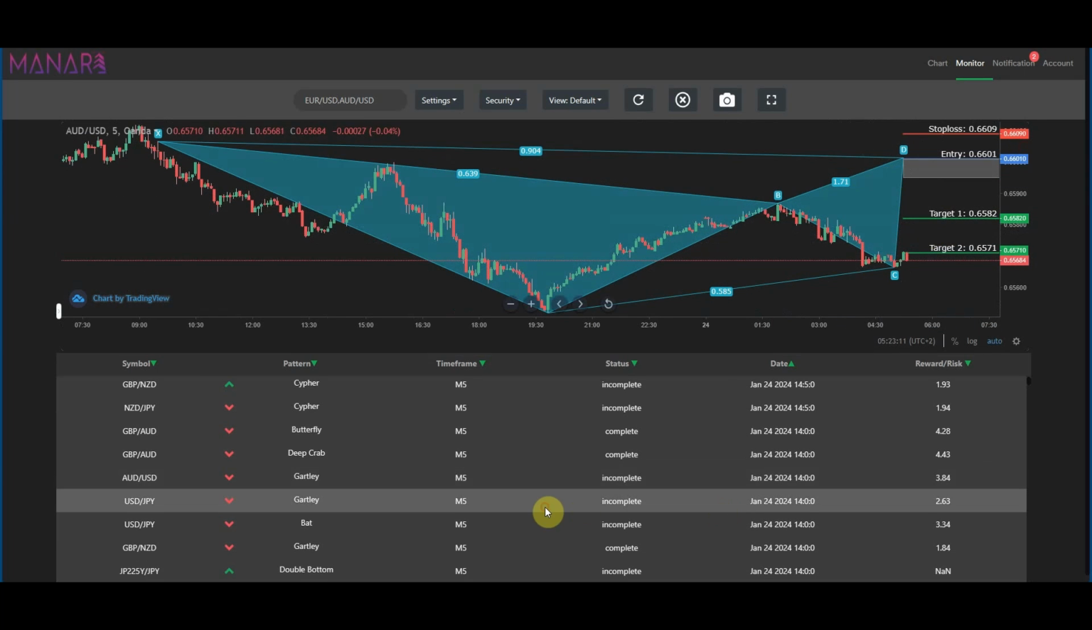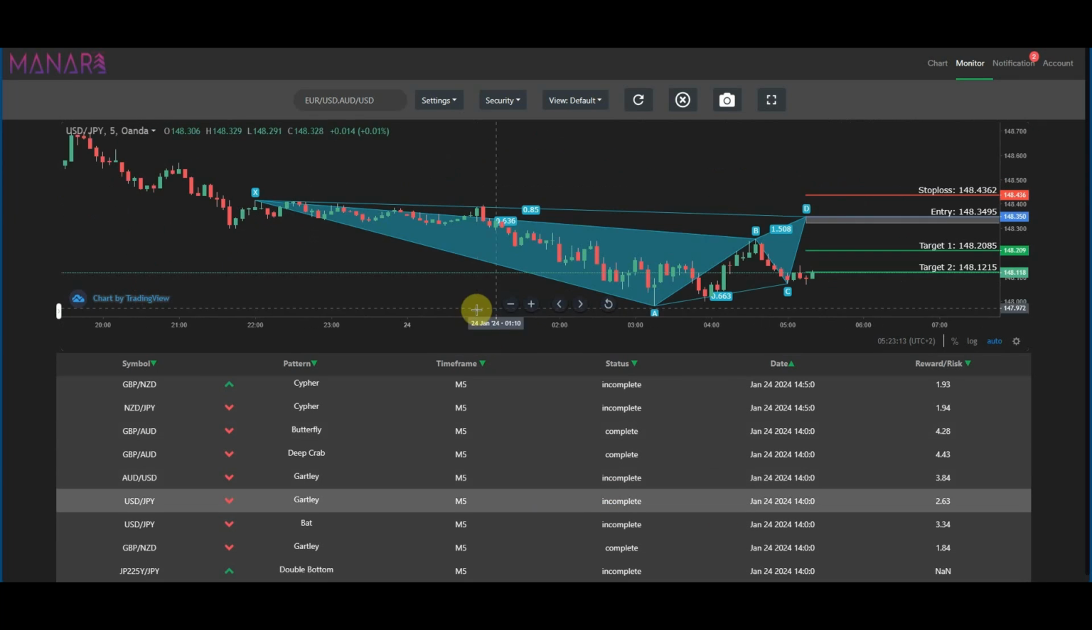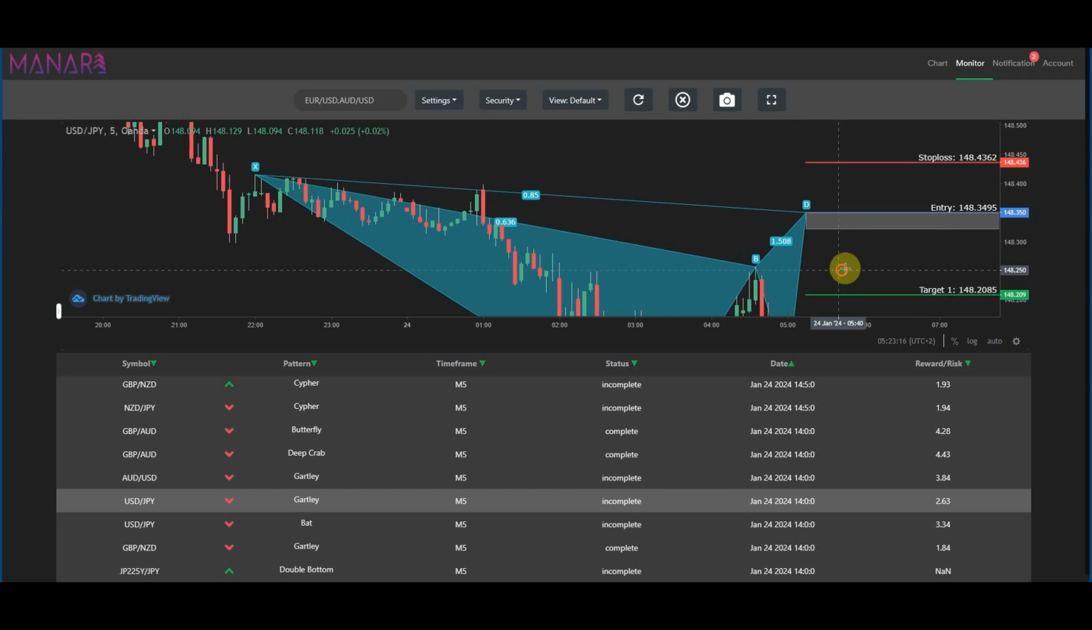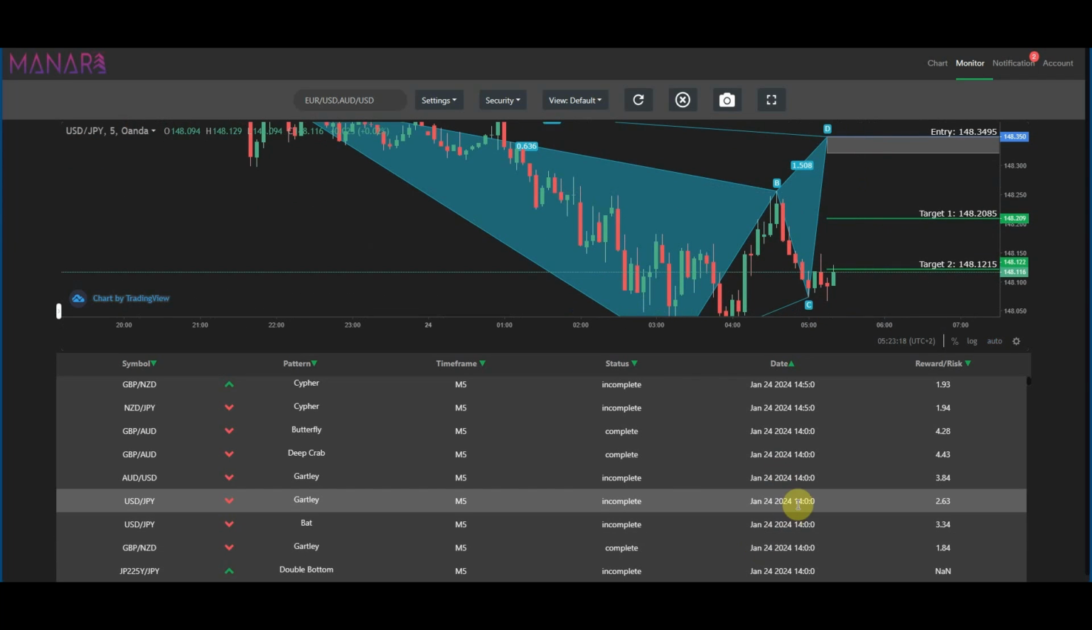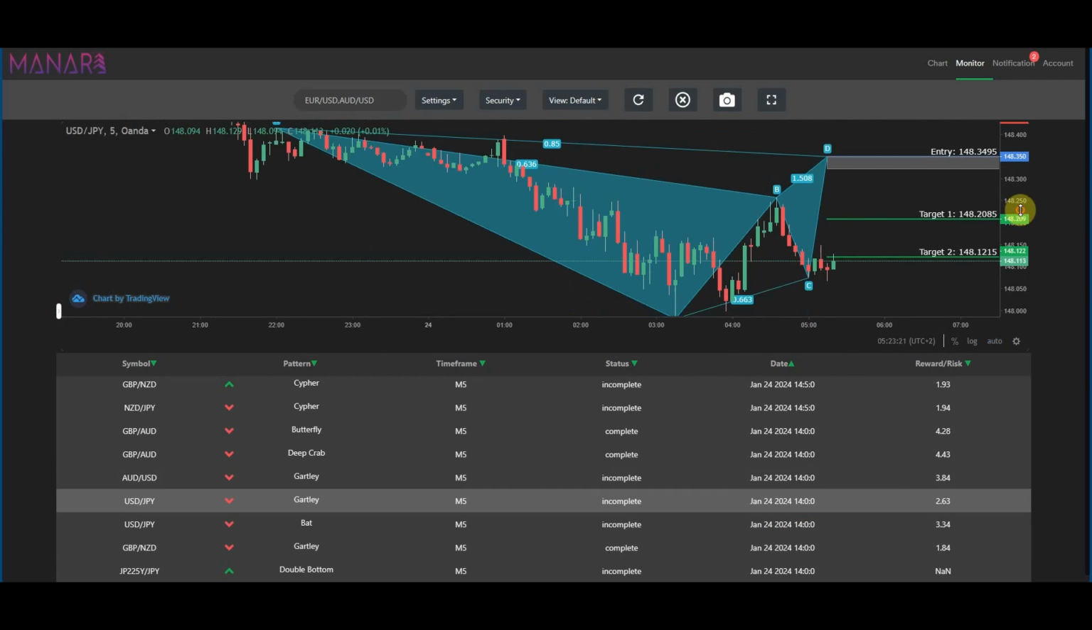So just going through, scanning a heap of examples just to show you what it looks like and what you can see. So this all happened 20 minutes ago from now or thereabouts. So it's hit the C, would have gotten a notification, and kind of up and down. It's not really going anywhere, but you probably would be in profit at that point, depending on where you got the alert and where you got in.